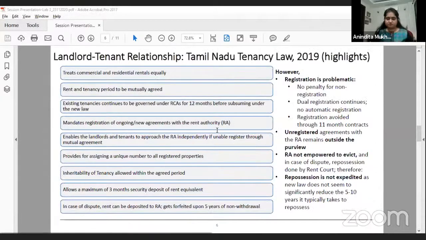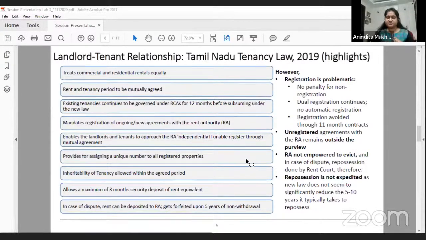So not so surprisingly, Tamil Nadu is also one of the forerunners in passing the new tenancy law, which is formulated in line with the national law that is still at a draft stage. And it has many forward-looking provisions, but one critical premise on which this law has been formulated is that all landlords and tenants agree to enter into a legally binding contract and that all such contracts will get registered with the rent authority.